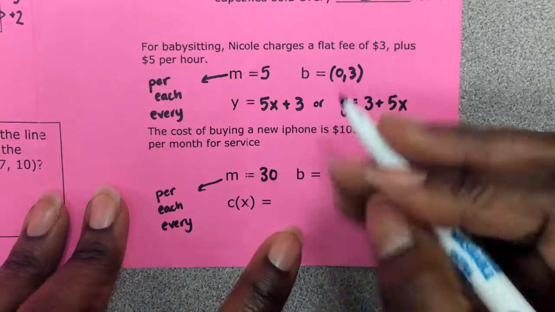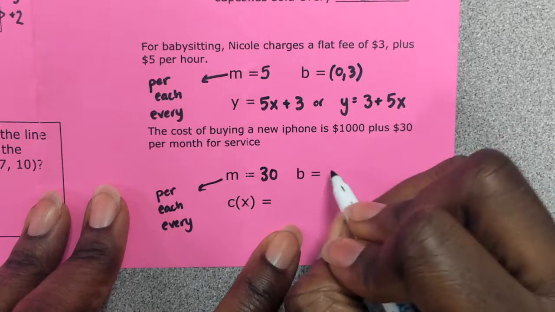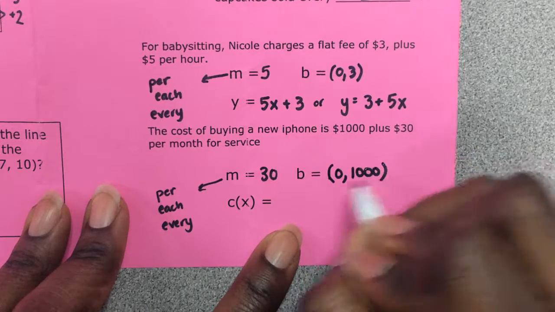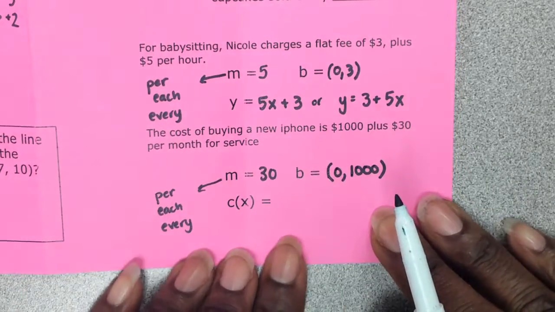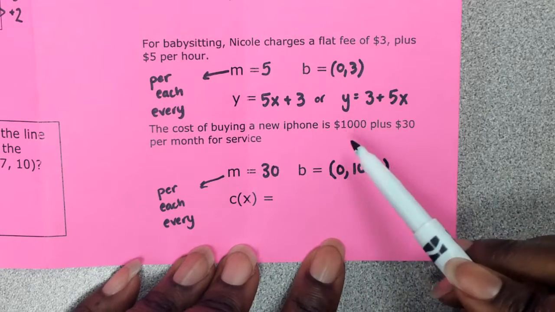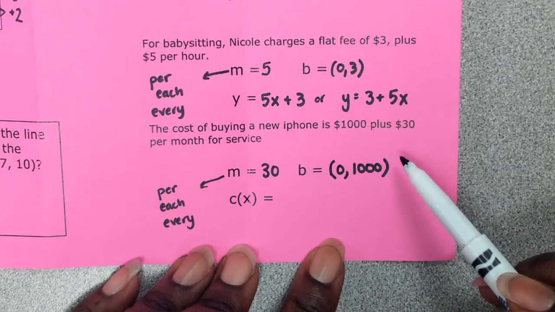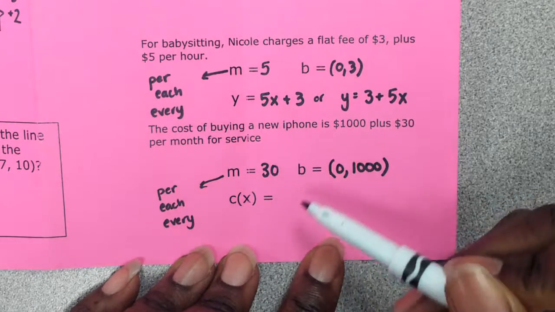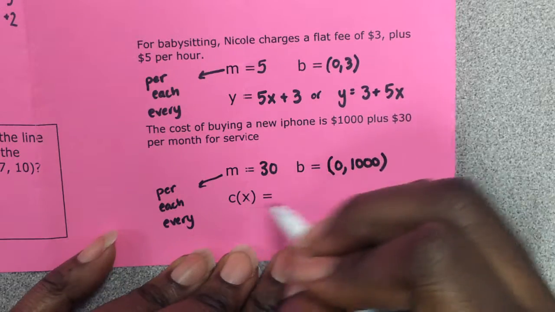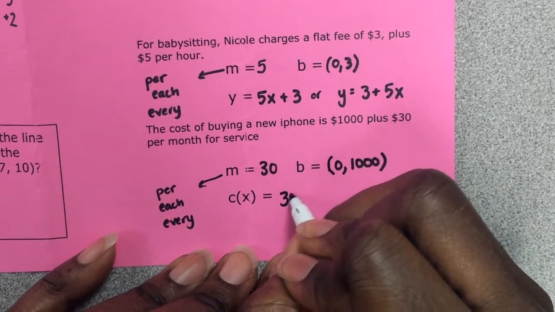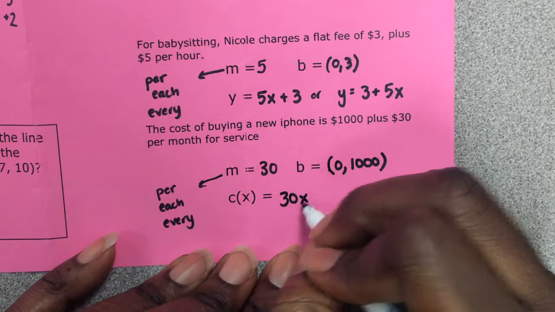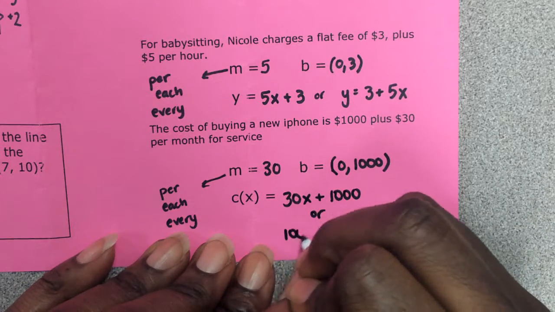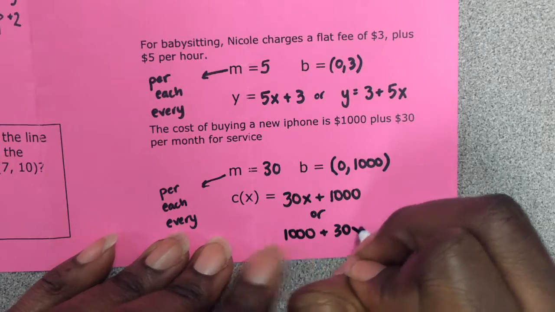And the cost of buying a new phone, that's a one-time fee. That's your B value. I'll go ahead and write it as 0,1000. That's the starting point. So the first fee you had to pay was $1,000. Do you keep paying the $1,000? No, that's why the $1,000 is not a slope, because you don't have to keep paying the $1,000 each month. So if I want to set up my equation, I'm going to write $30 for x plus $1,000, or you can write it as 1,000 plus 30x.